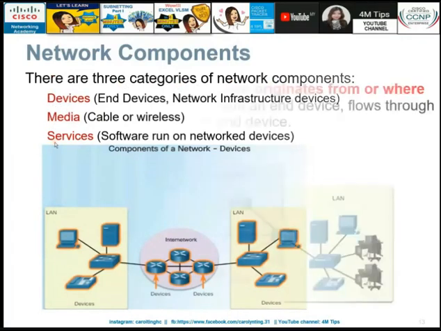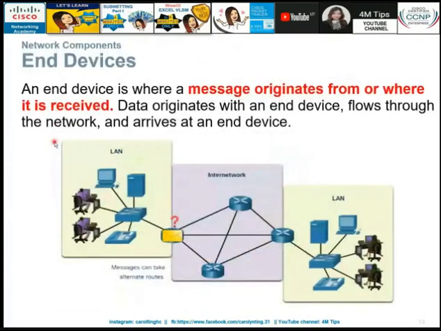Now, let's go to devices. Devices can be the end device or the host. The end device is where a message originates from or where it is received. Your data originates with an end device, flows through the network, and arrives at an end destination. That means if you are here in the local area network, this is your computer. End devices mean the person who sent the message from this source here. And this is actually what we call all the end devices.